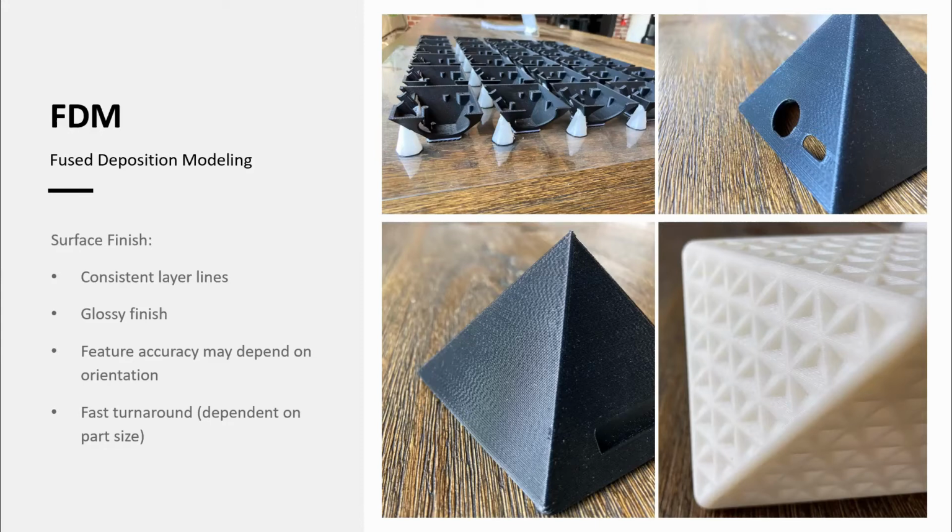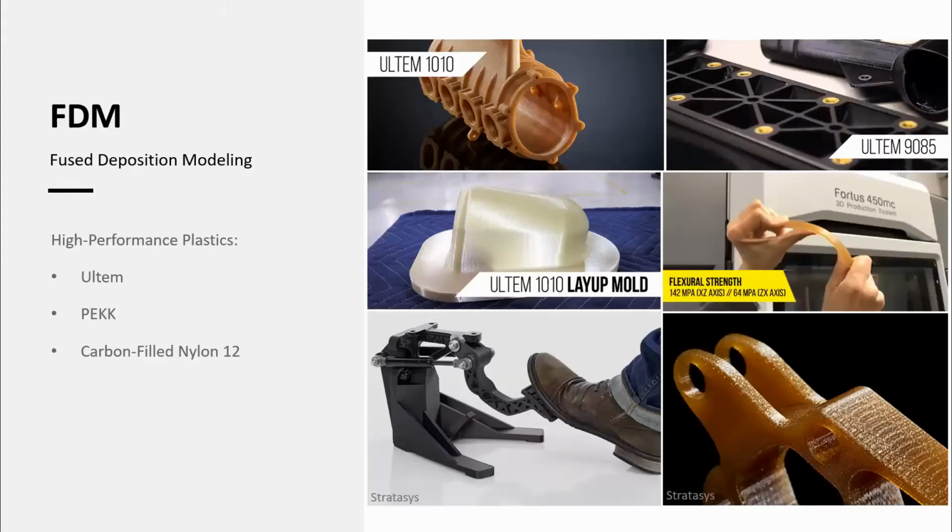Now, another advantage of FDM is that it typically has a very fast turnaround, which is very dependent on the part size, because typically FDM builds are done with either one part per build or small runs, such as what you see in the upper left image. Some of those high-performance plastics that FDM allows us to use are Ultem, PEC, and carbon-filled nylon 12.